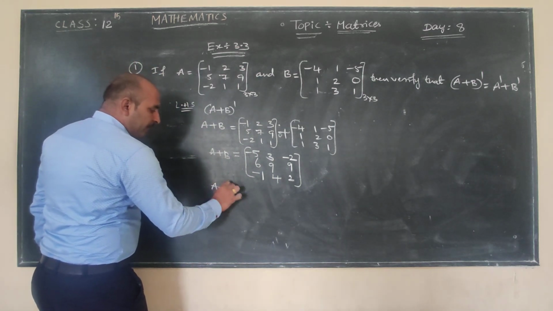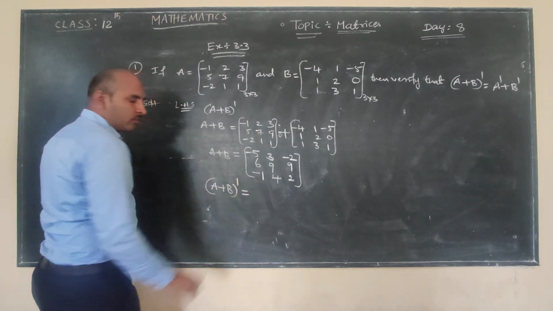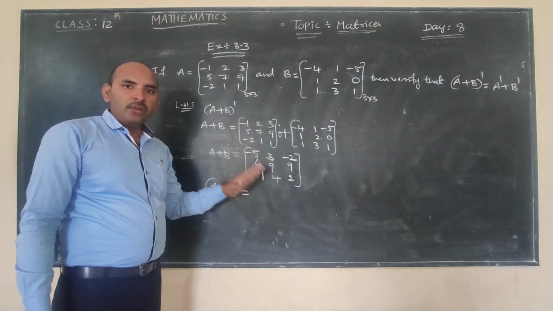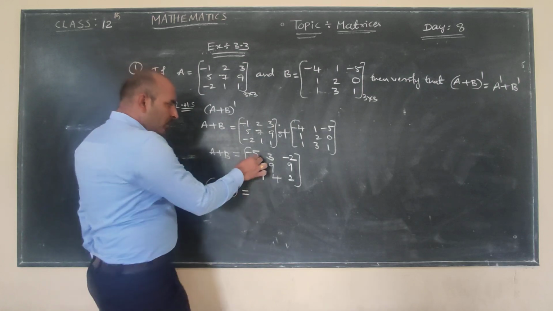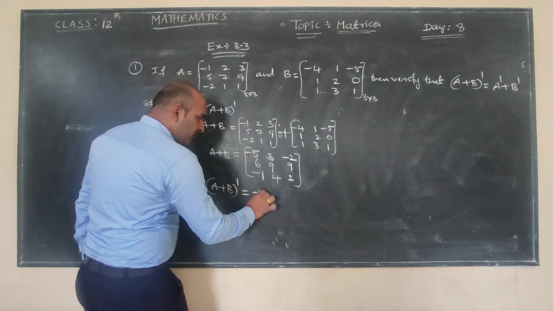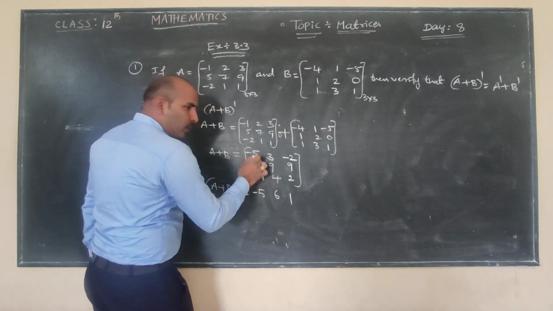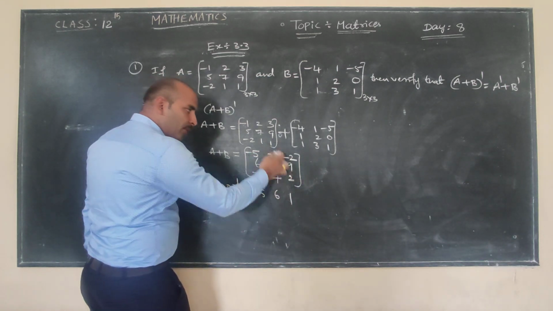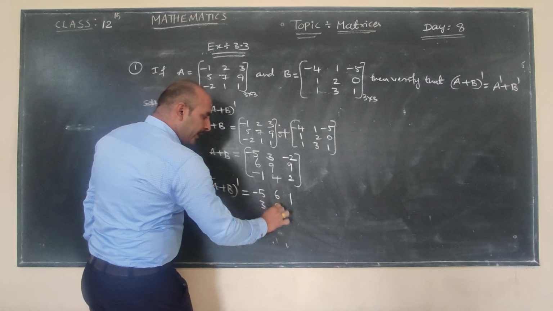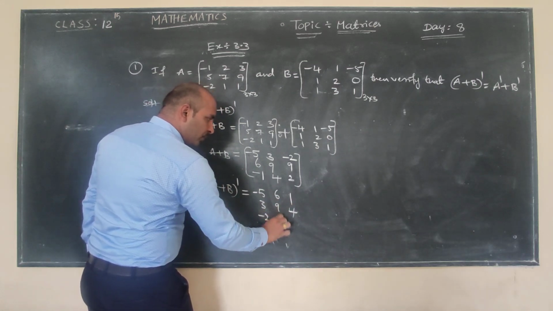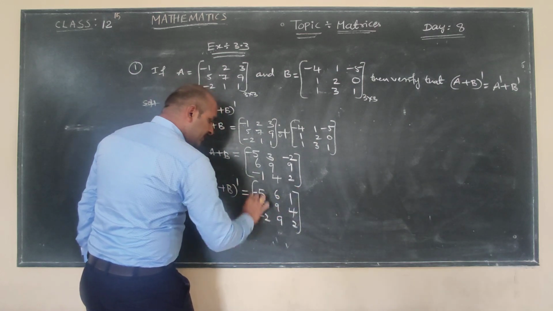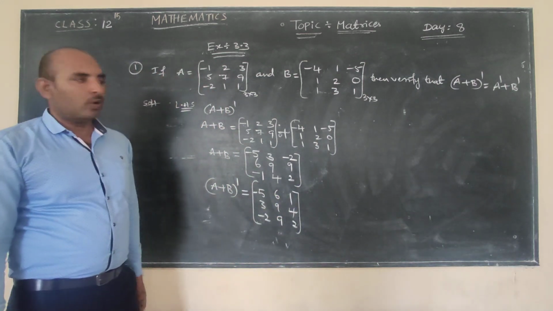Now (A plus B) whole transpose. The definition of transpose is interchanging the rows into columns or columns into rows. So I am writing columns as rows. Minus 5, 6, minus 5 is the first row, and the second column becomes the second row: 3, 9, 4. Minus 2, 9, 2. The third column becomes the third row. This is the LHS part, (A plus B) whole transpose.